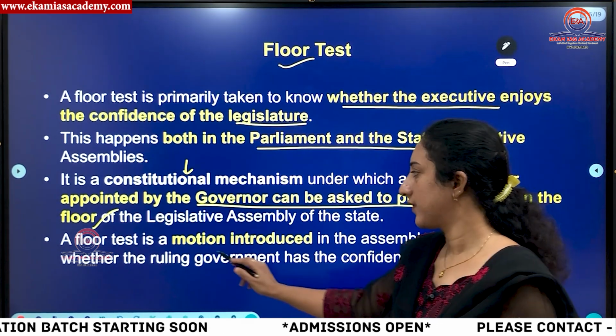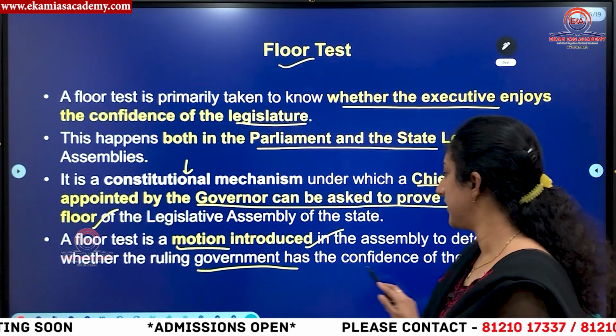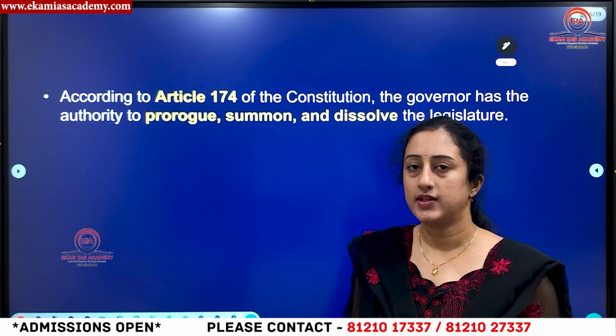Then you can see, a floor test is nothing but a motion introduced in the assembly to determine whether the ruling government has the confidence of the legislature or not. In case it does not have confidence, then they have to resign.